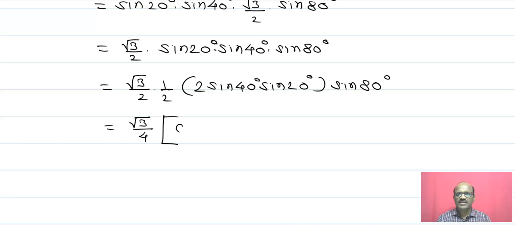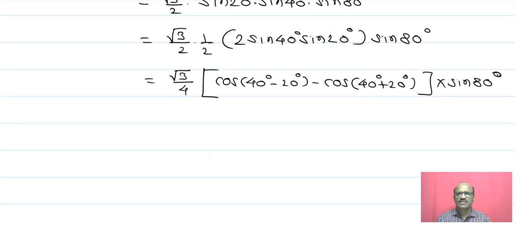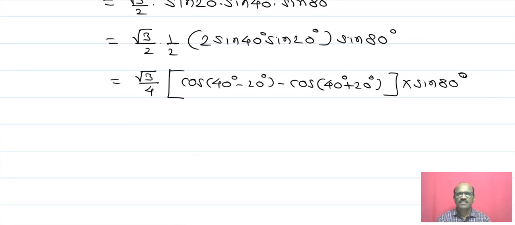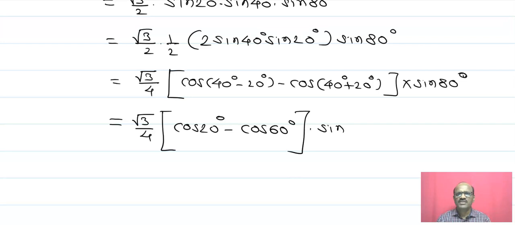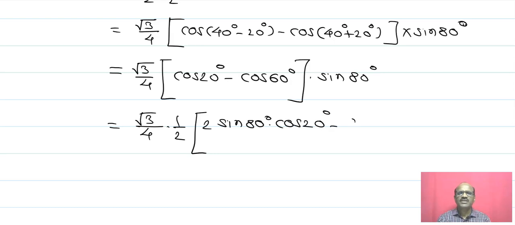Now root 3 by 4 in bracket, 2 sine of 40 and sine of 20, that can be written as cos of C minus D, that is cos of 40 minus 20 minus cos of 40 plus 20, into sine of 80. And that's why we will get root 3 upon 4, cos of 40 minus 20, that is the cos of 20, minus cos of 40 plus 20, that is cos 60, into sin of 80. And the next is root 3 upon 4. Again, we are adjusting the 2. It is multiplied with sin of 80. Therefore, 2 times sin of 80 into cos of 20 minus 2 times sin of 80 into cos of 60.